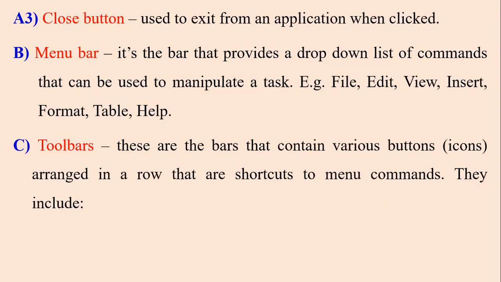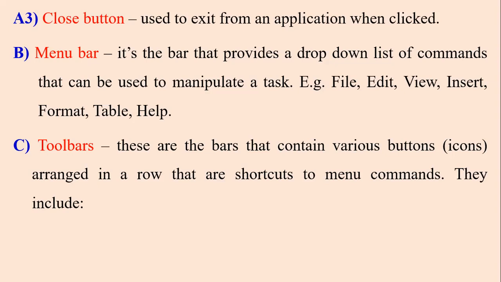The next one is the toolbars. These are the bars that contain various buttons or icons that are arranged in a row that are shortcuts to menu commands. In other words, the icons on the toolbar normally replace the names themselves, as we have seen on the menu bar. So you can have an icon on the toolbar that represents a file, that represents a table, etc.